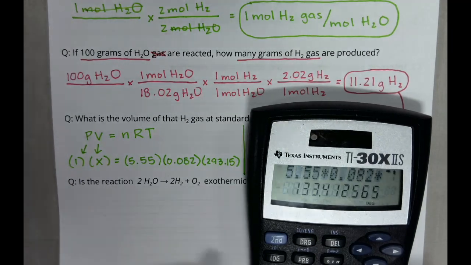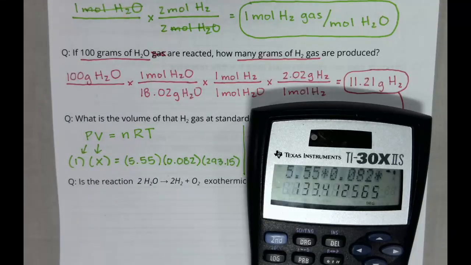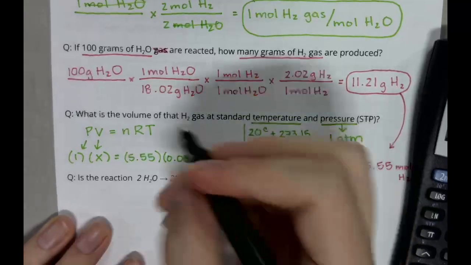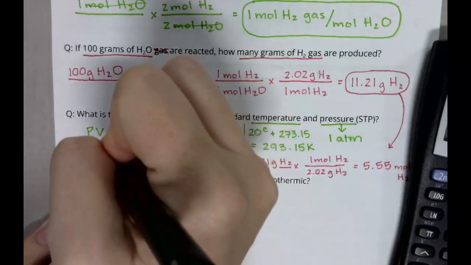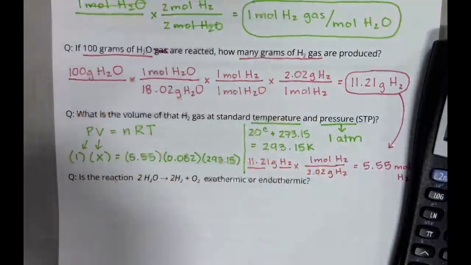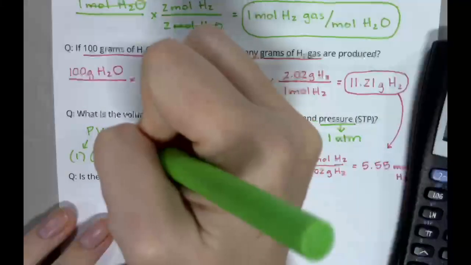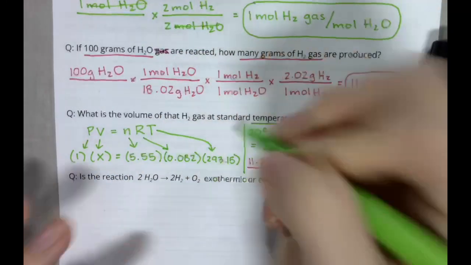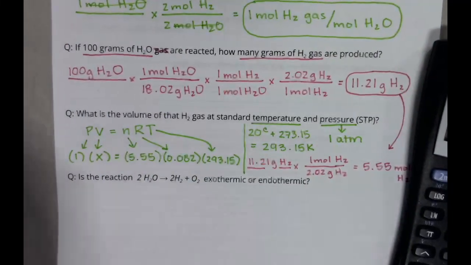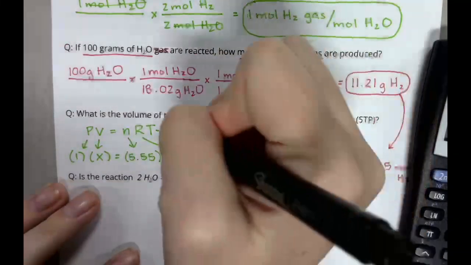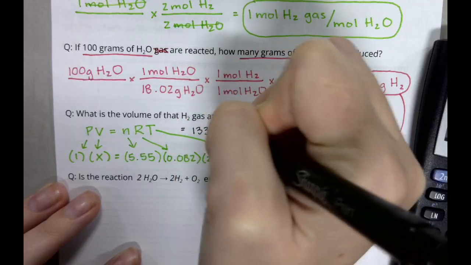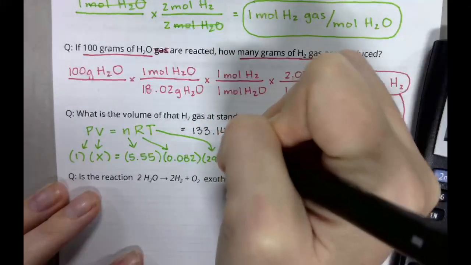All right, that gives us 133.41. And volume is always calculated in liters, so let's write that answer down. Volume, oh, I forgot to draw the rest of my arrows. So this is moles, this was our gas constant, this was temperature. So we do all of our math, and our volume turns out to be 133.14 liters of hydrogen gas.